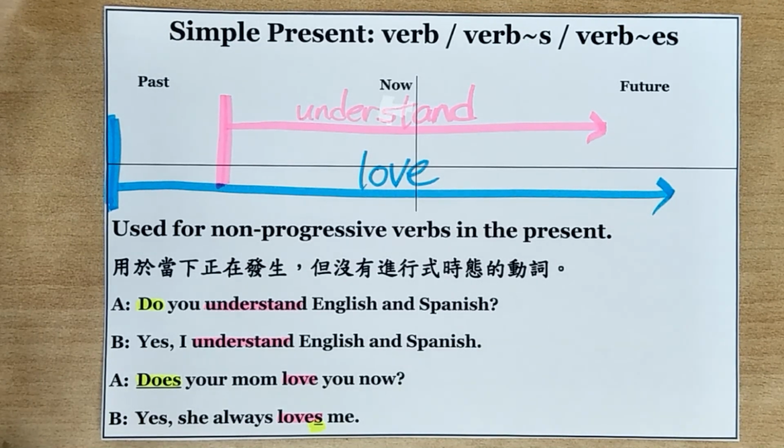All right, look at the first example. Understand. Once you understand something, you understand it forever. Also with love. Once someone loves you, they will always love you.